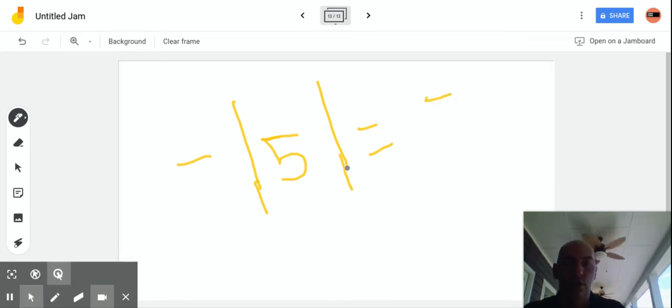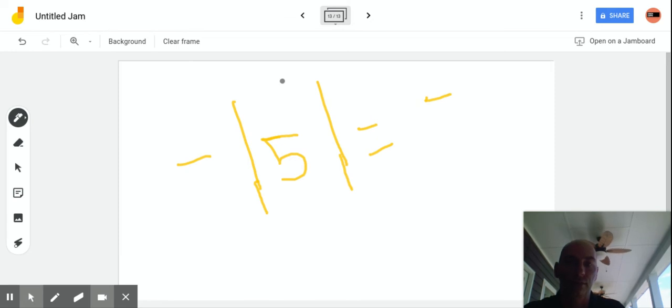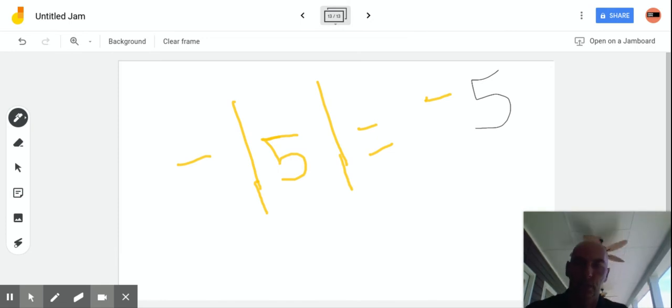And we know the absolute value of 5. How far is 5 from 0? 5. I don't know how to change colors there, but whatever. The answer to this problem right here, a negative absolute value of 5, is negative 5.